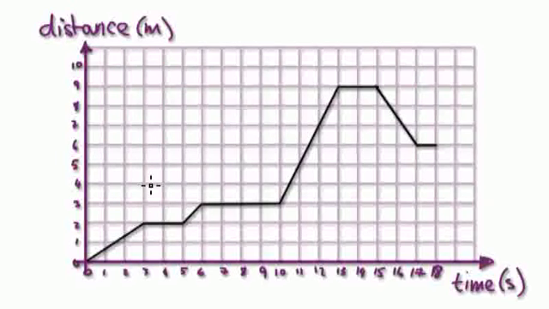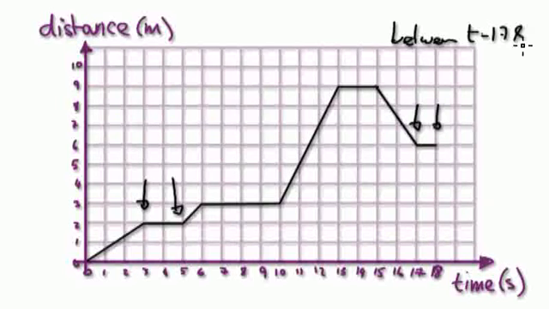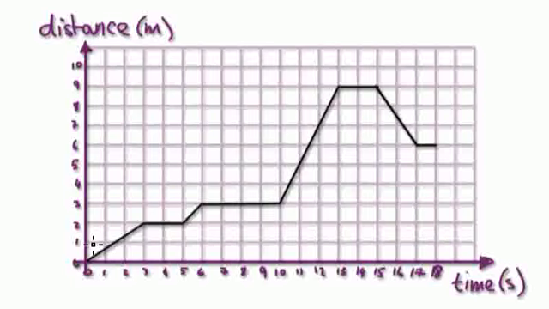So, for example, I could say from here to here, the object is stationary just by looking at this, or from here to here. So you could say the object is stationary between t equals 17 and t equals 18. So between here and here, the object, or the car if you like, is stationary. Given this distance time graph, write down when the object is stationary.